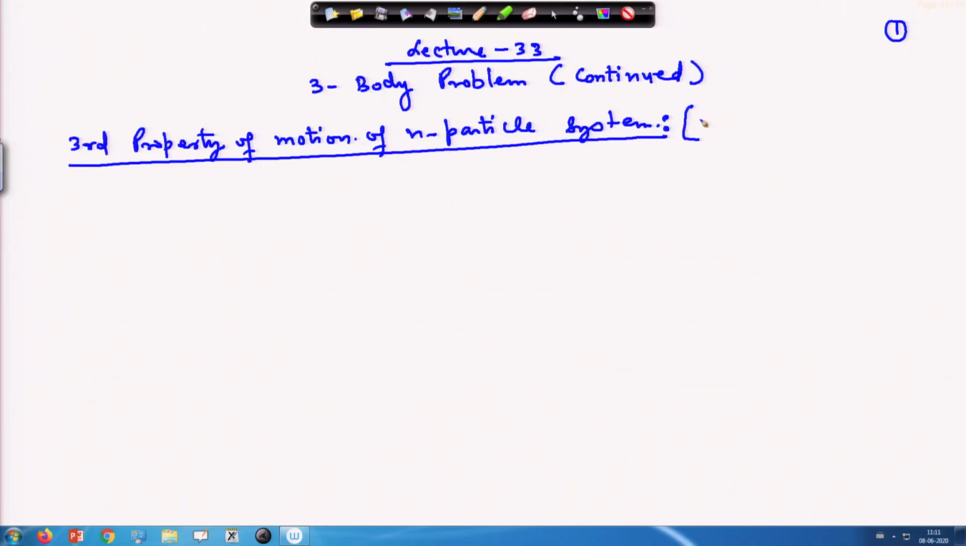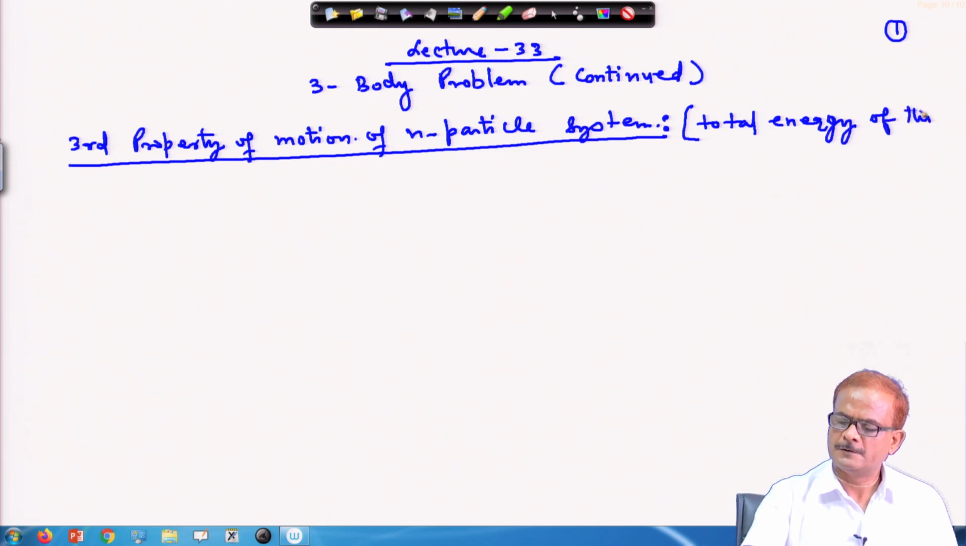This is the total energy of the n body system is a constant.